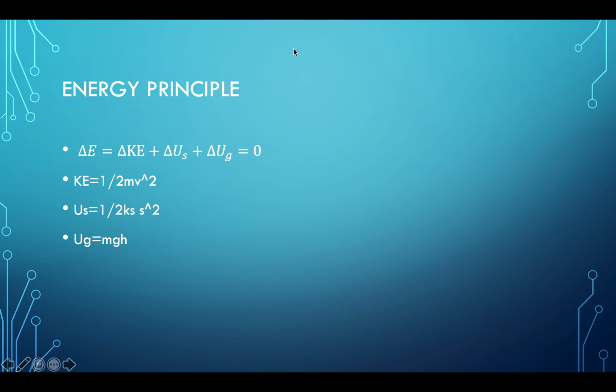So we're going to look at the different parts of the equation. Kinetic energy is equal to 1/2 times the mass times velocity squared. The change in spring energy is equal to 1/2 times the spring constant times s squared. We have the change in gravitational energy, which is equal to mass times gravity times height.